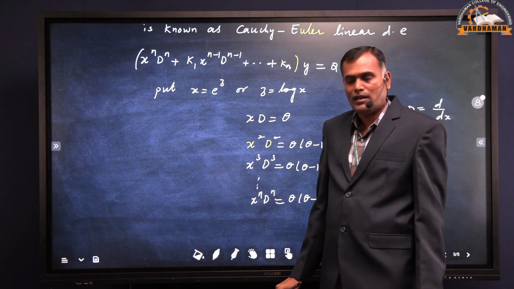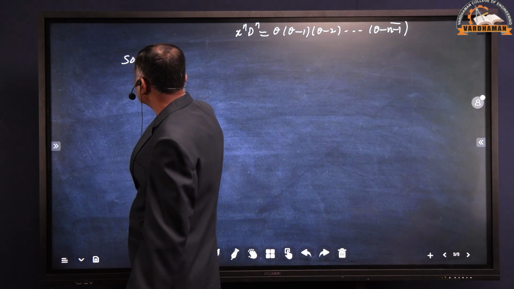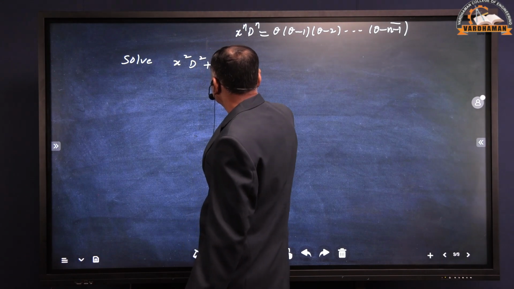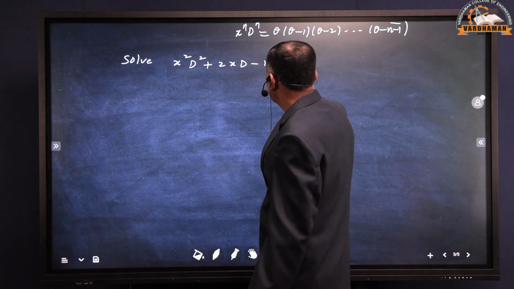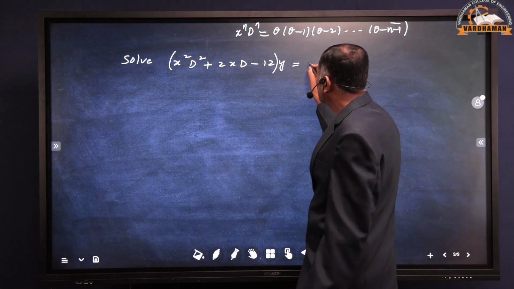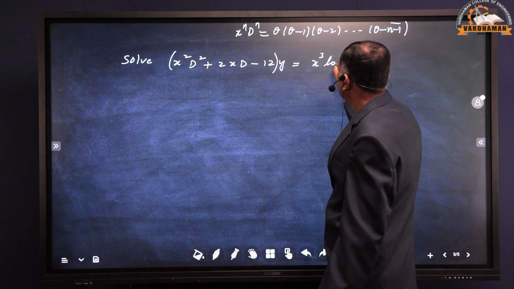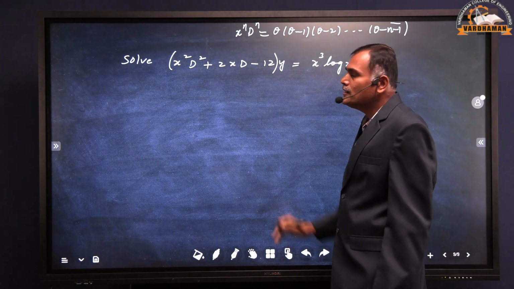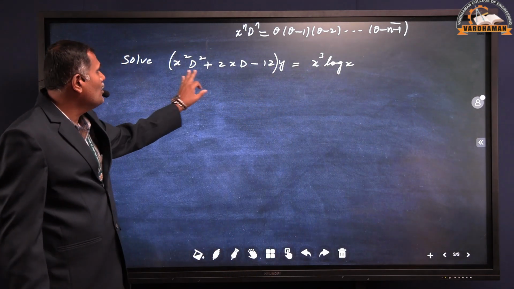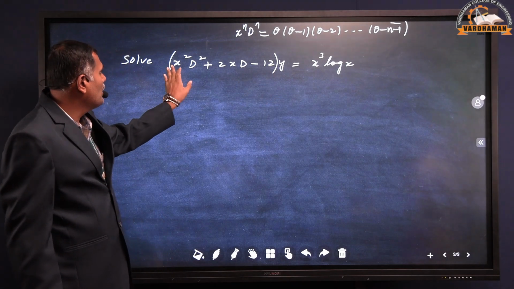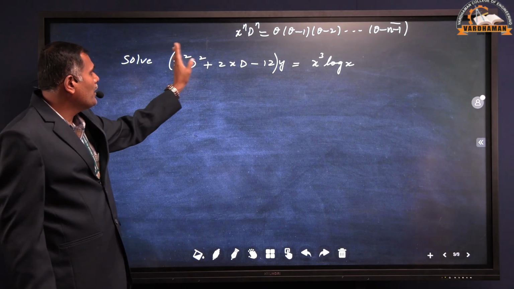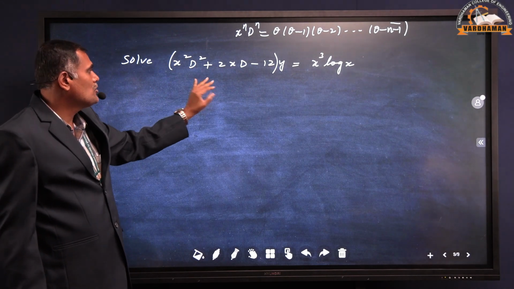Now let us discuss an example. Solve x square D square plus 2xD minus 12y equals x cube into log x. Now this is the given differential equation. Clearly it is a linear DE with variable coefficients. This can be solved by reducing it to a linear DE with constant coefficients.